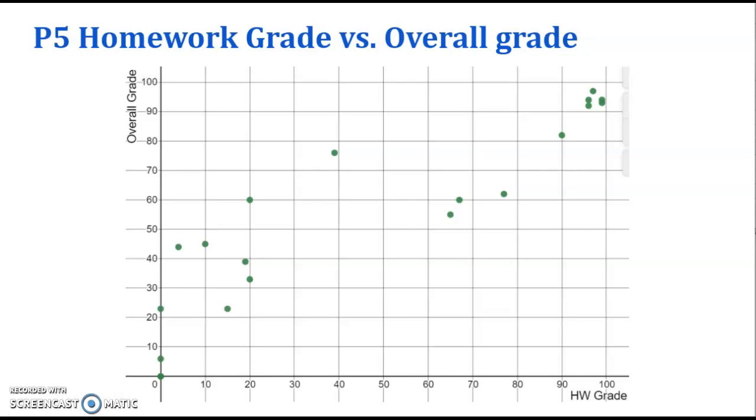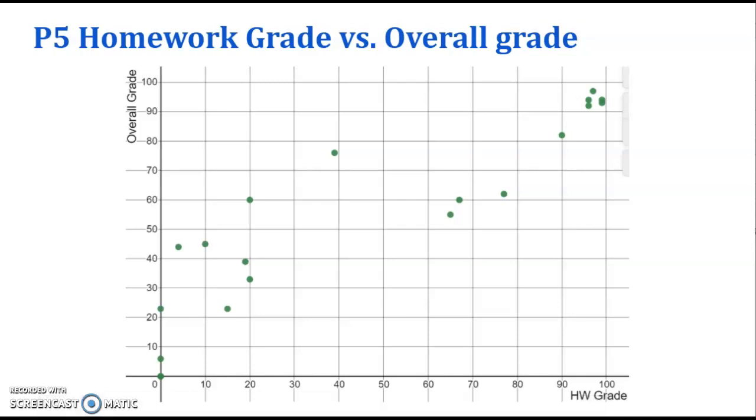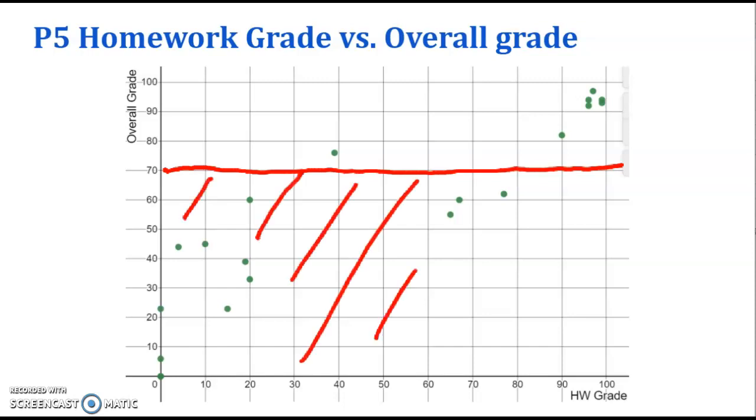Okay, this student has not been doing much homework. Let's call this student. This student has not been doing much homework, and he has got 20% on his homework grade, and the overall grade is like 33%. Okay, that's a fail. Anywhere below 70% means you are not successful in IM2.